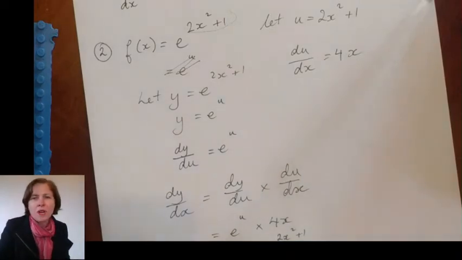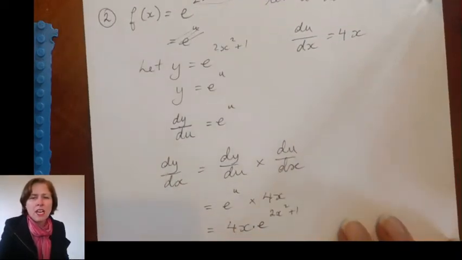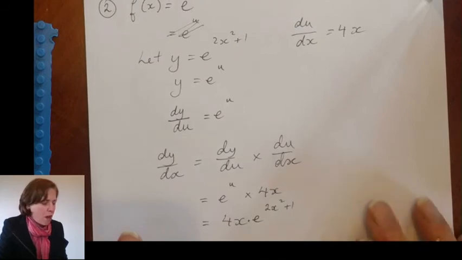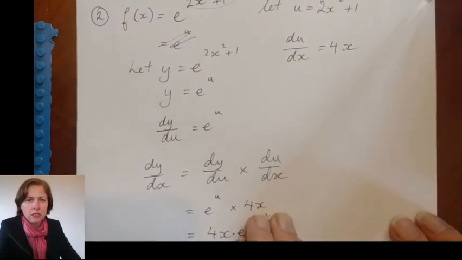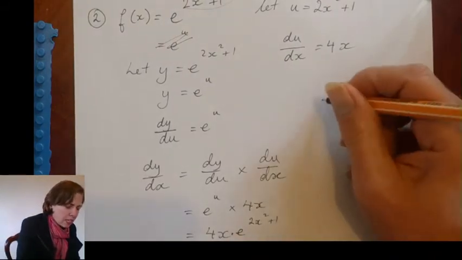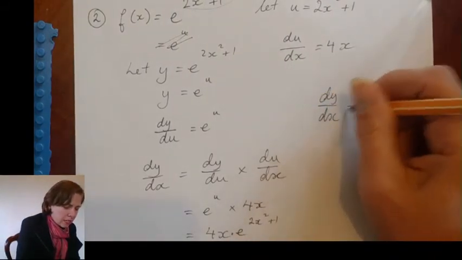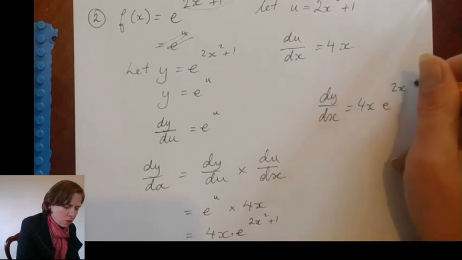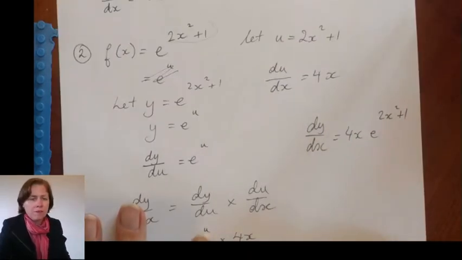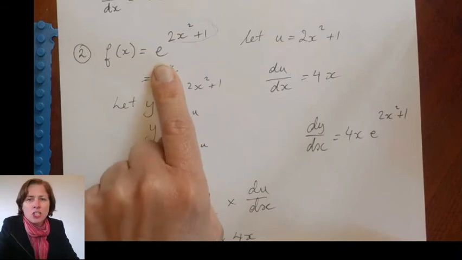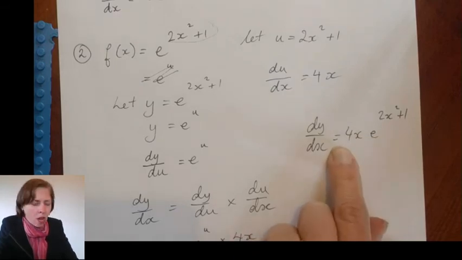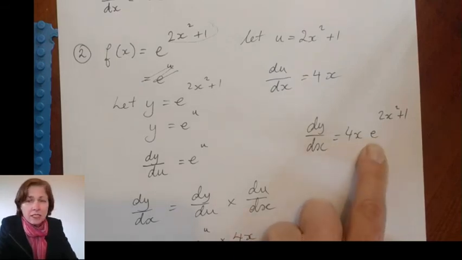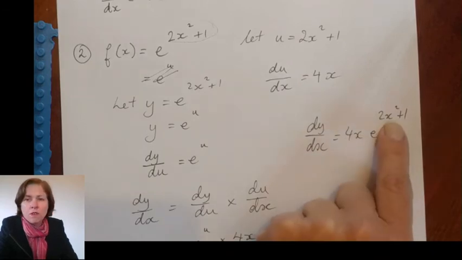Now, what I want to point out to you here is that once I have found the derivative of my original function, does it all fit? Hang on, if I can squeeze it all in. I'll rewrite this solution here. dy dx equals 4x e to the 2x squared plus 1. Now I can fit it all in. My original function was e to the 2x squared plus 1. My original function is still here. And what I've done is I've multiplied 4x times this, and 4x is the derivative of this.